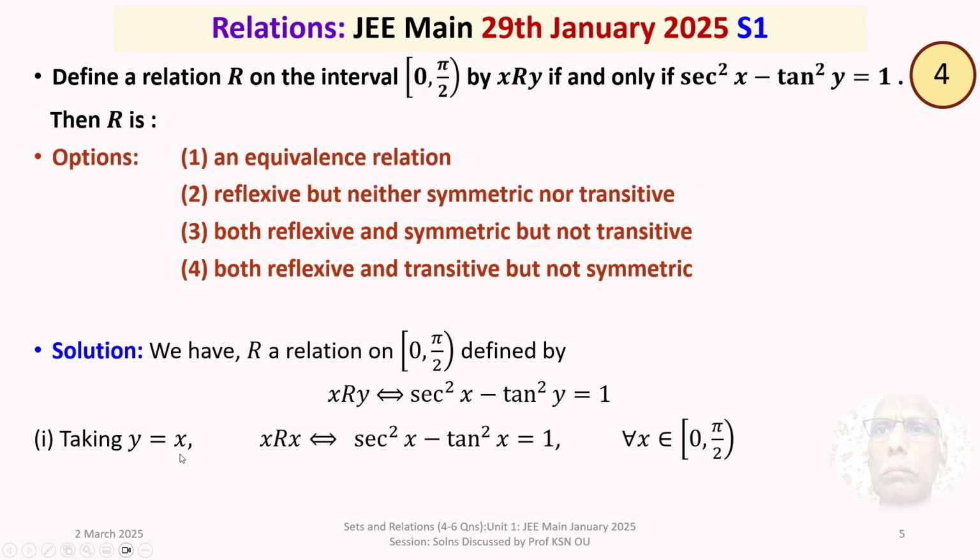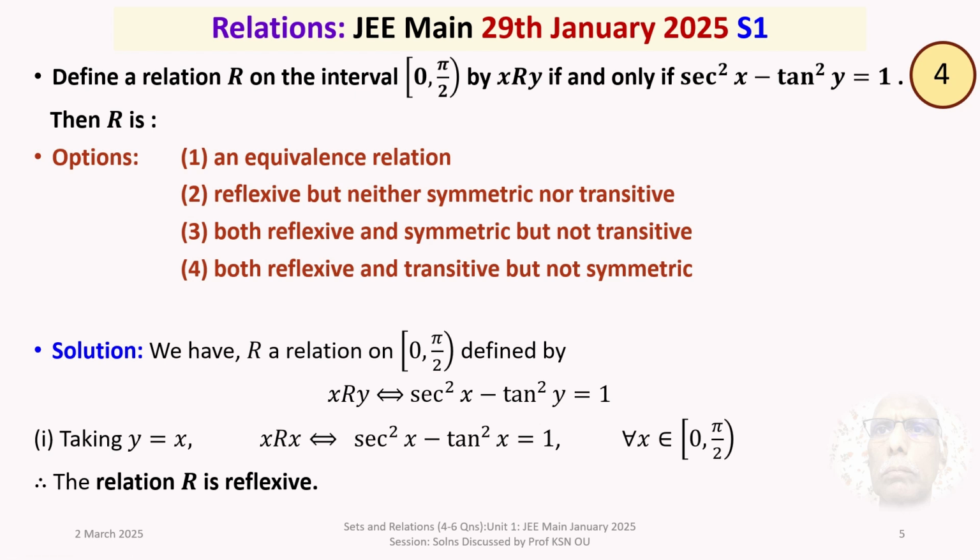When y is equal to x, then x is related to x if and only if sec squared x minus tan squared x is equal to 1. Wherever there is y, substitute x. Yes, this is an identity. This is true for all x belongs to the semi-closed interval [0, pi/2). That means x is related to x for all x belongs to the interval. Thus, the relation R is reflexive.